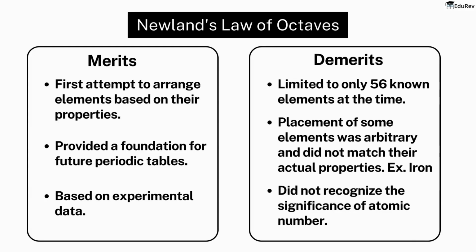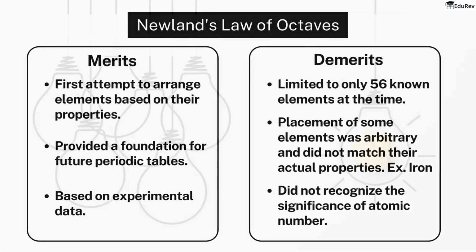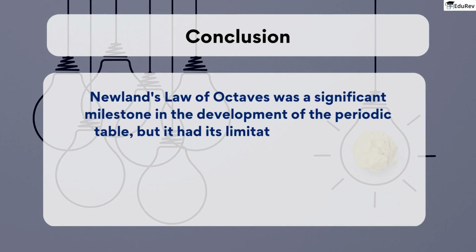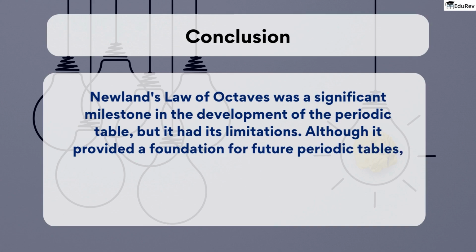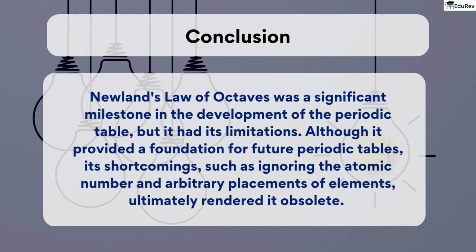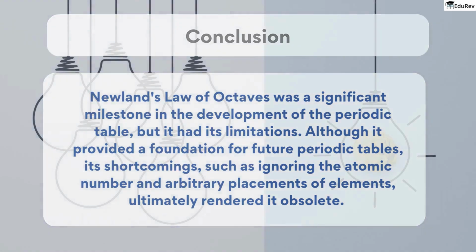Finally, Newland's law of octaves did not recognize the significance of atomic number, which is now known to be a more fundamental property of elements than their atomic weight. To conclude, Newland's law of octaves was a significant milestone in the development of the periodic table, but it had its limitations. Although it provided a foundation for future periodic tables, its shortcomings, such as ignoring the atomic number and arbitrary placements of elements, ultimately made it no longer useful because of new developments.